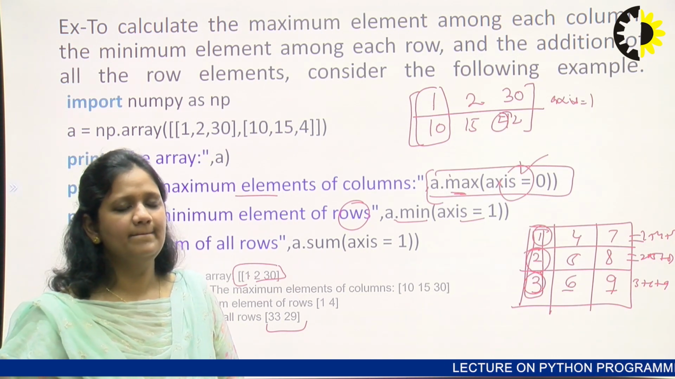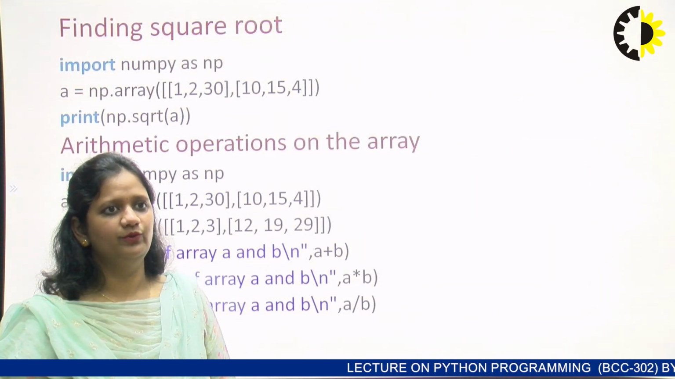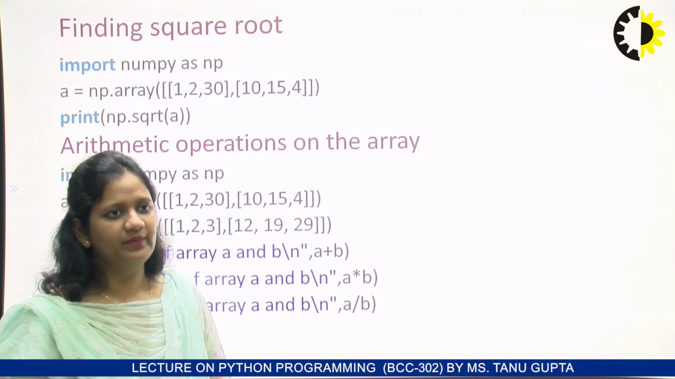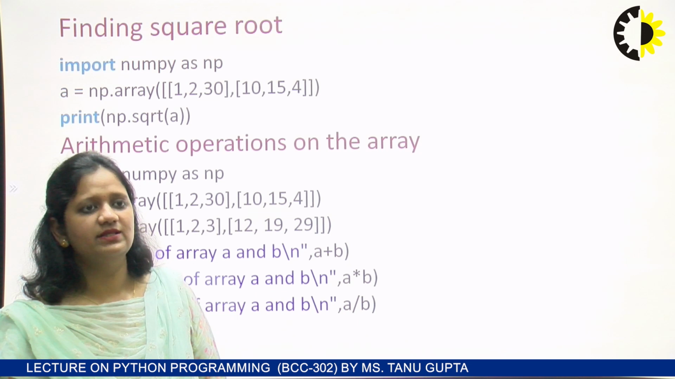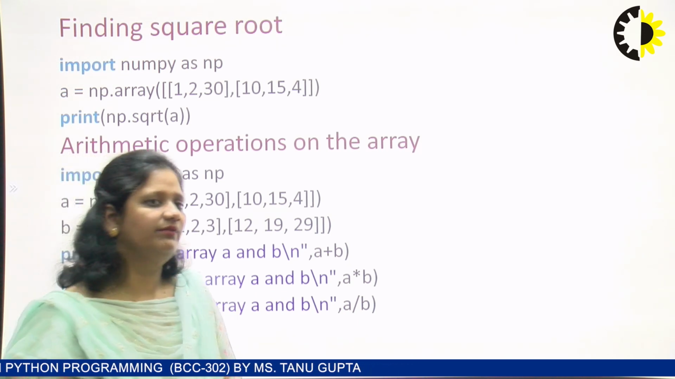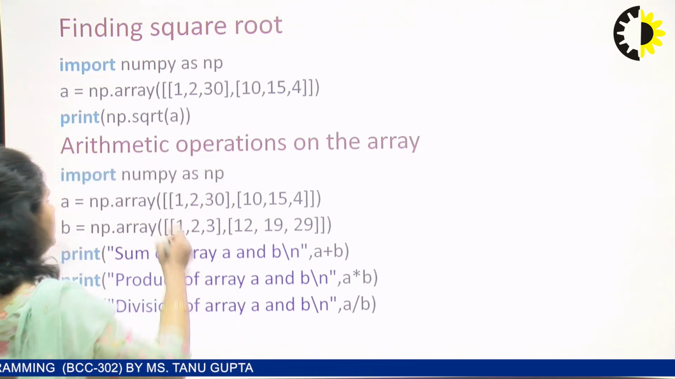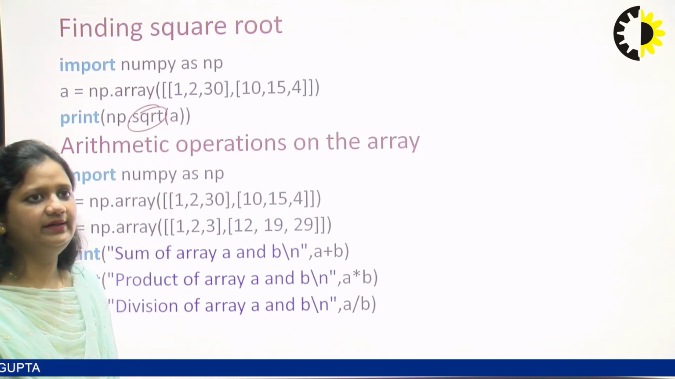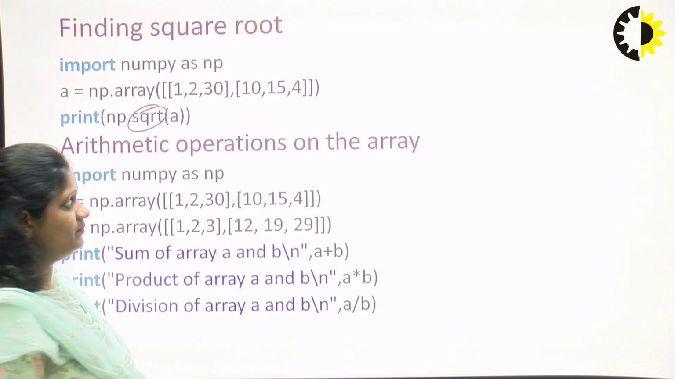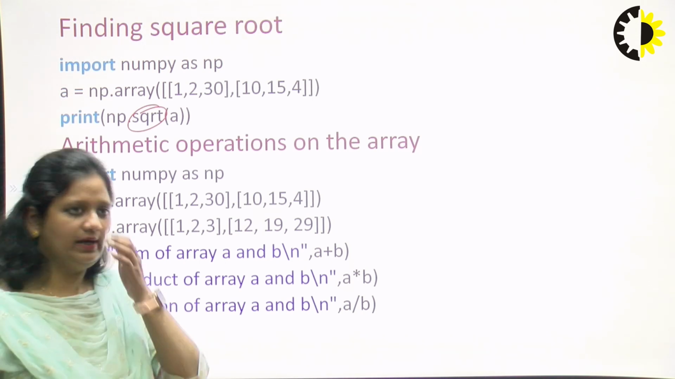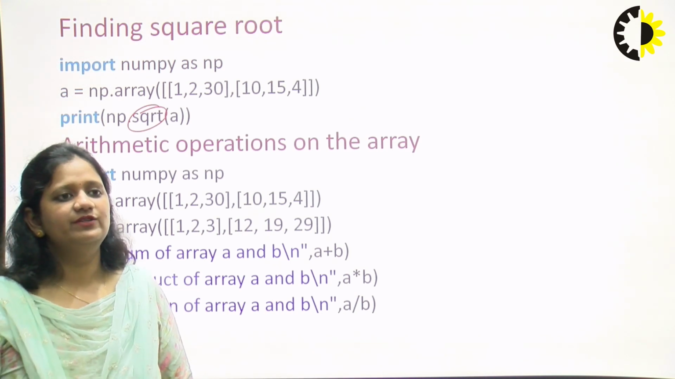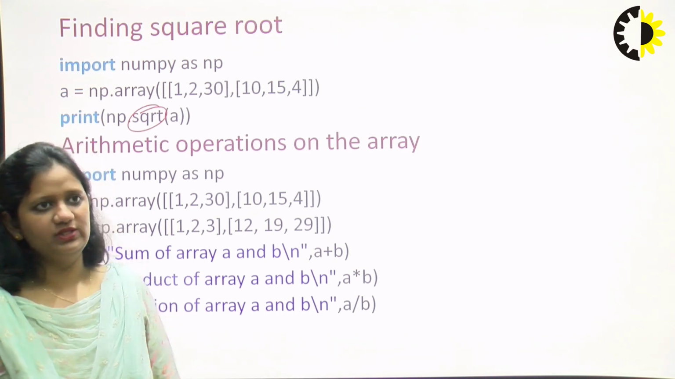Okay. Now come to the next program, finding the square root. If we have to find the square root, then we have a direct method, that is sqrt. We have a sqrt function in Python, or we can say in Numeric Python, which we are going to use directly in our program.